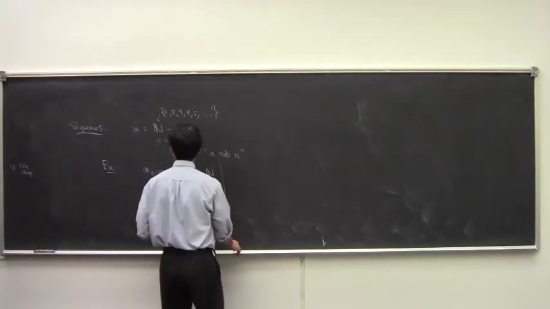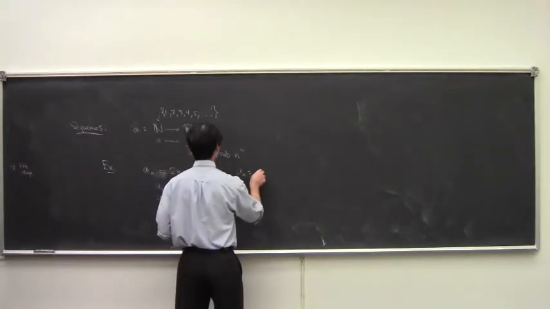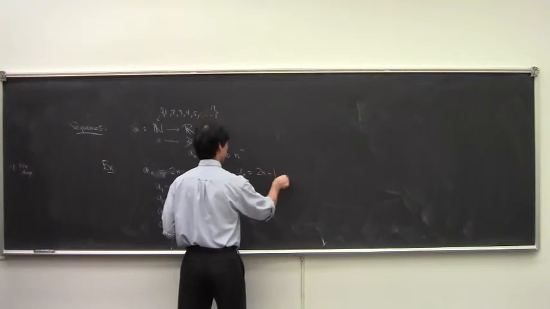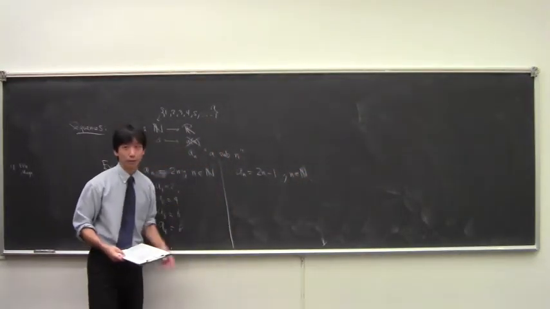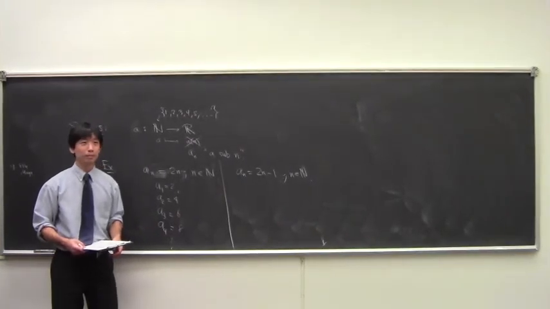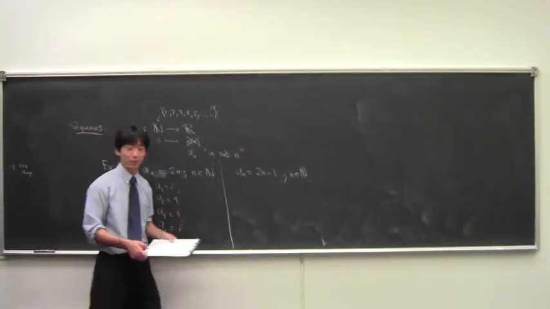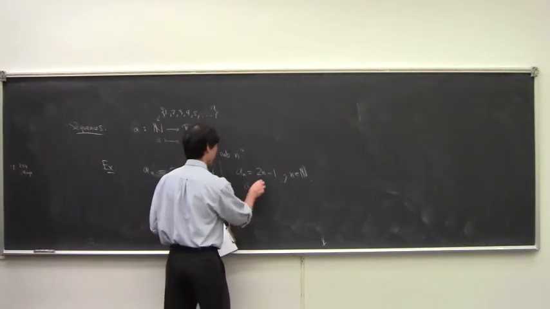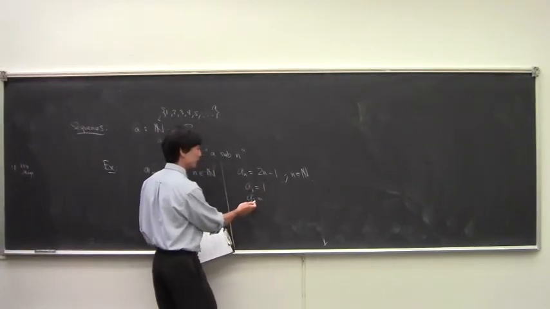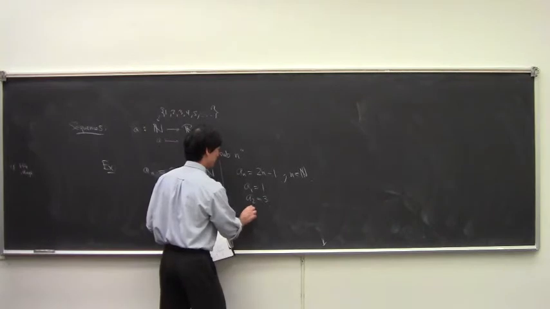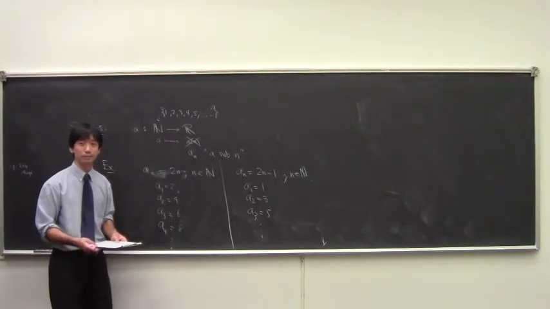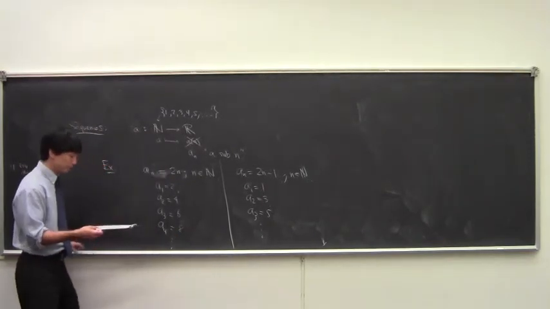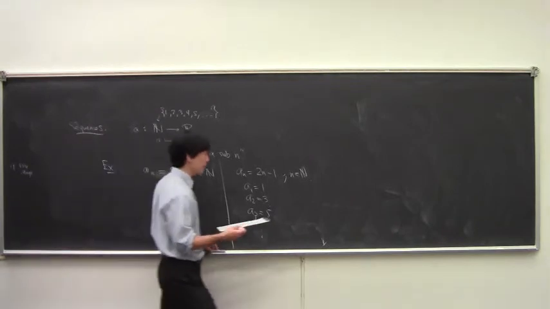Now you could have something like a sub n equals 2n minus 1, on the natural numbers. What kind of stuff does that give you? Odd numbers. That gives you all the odd numbers. A1 is 1, A2 is going to be double 2 minus 1, so that's 3. A3 is going to be double 3 minus 1, that's 5, etc. So that gives you all the odd numbers.